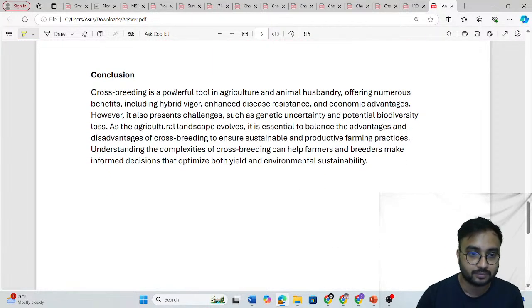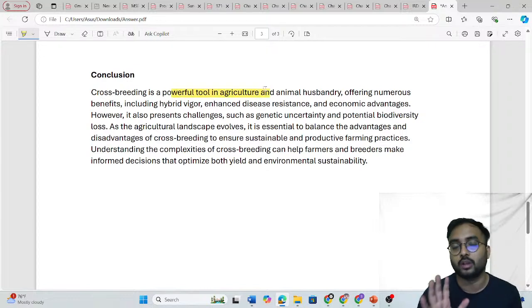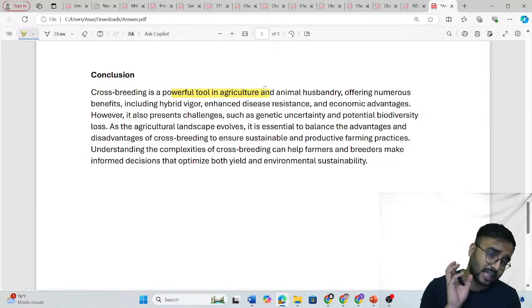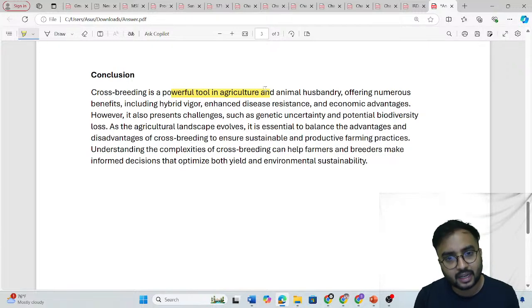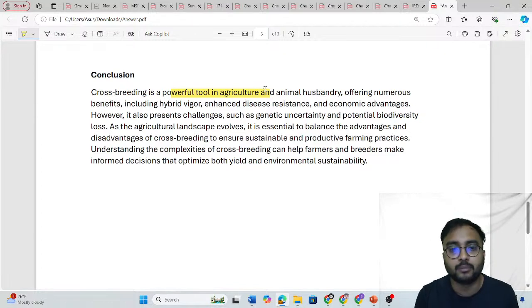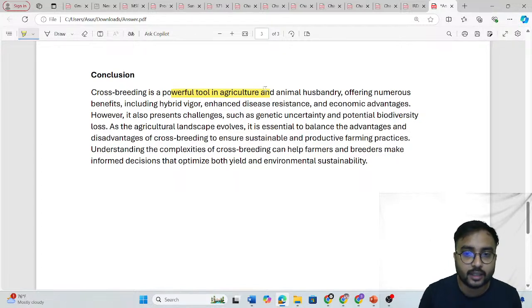Lastly, conclusion: crossbreeding is a powerful tool for animal husbandry and agriculture. It gives various advantages also. Hybrid vigor, enhanced disease resistance is there. Overall genetic makeup is enhanced. But at the same time, genetic uncertainty is also there and potential biodiversity loss is there.